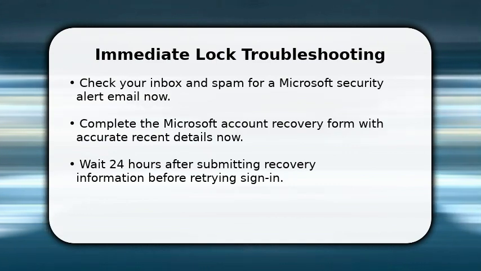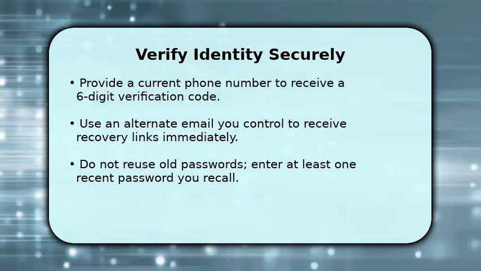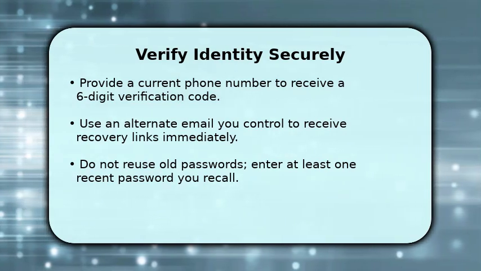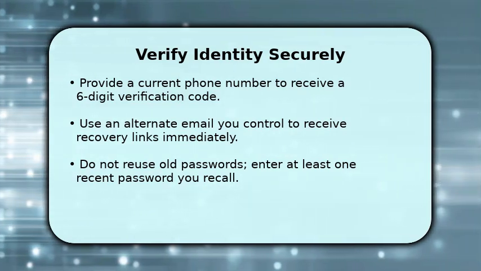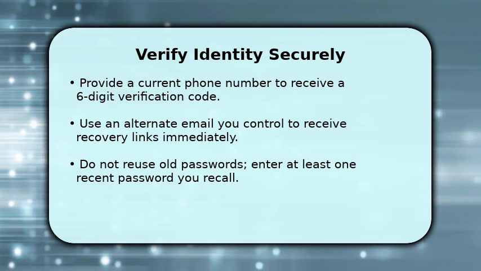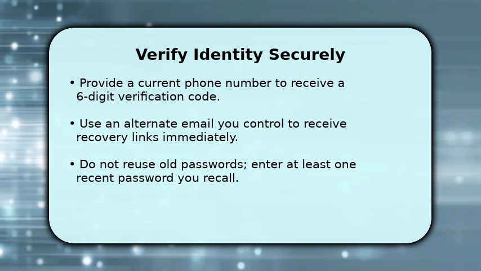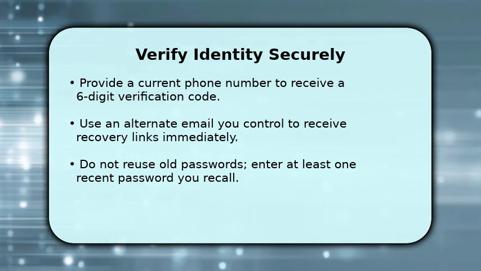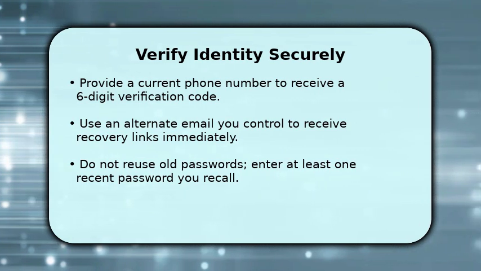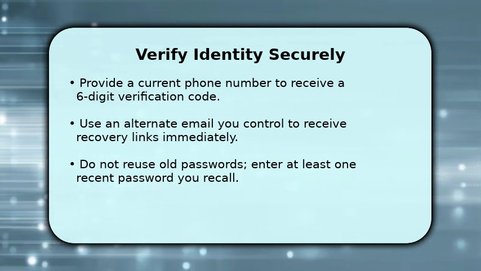Next, verify your identity with the most current contact information available. Provide a current phone number to receive a 6-digit verification code. Enter that code promptly when prompted to confirm possession of the device. Use an alternate email you control to receive recovery links immediately if phone access fails.